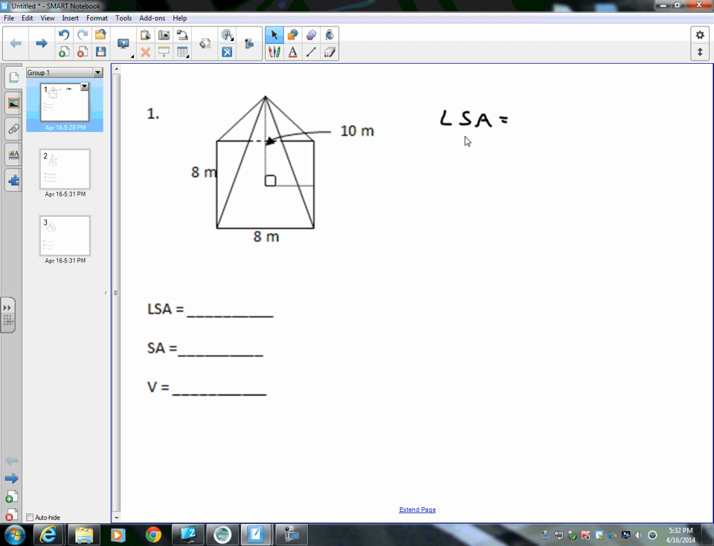What is the equation for lateral surface area of a pyramid? It is 1/2 P times L. P stands for perimeter of the base. In this example, the base is a square, so 8 plus 8 plus 8 plus 8, or 8 times 4, is 32. L stands for slant height. Slant height is the distance from the top down the edge of one of the sides.